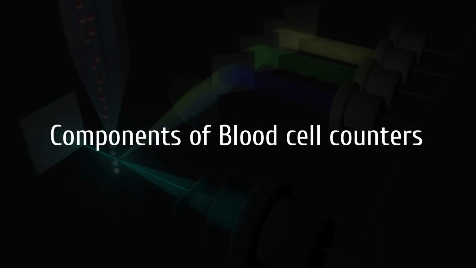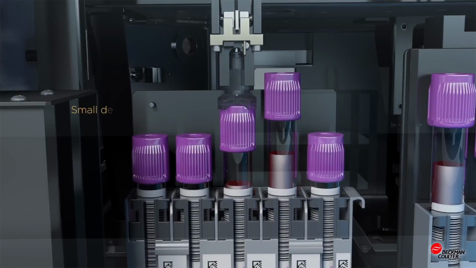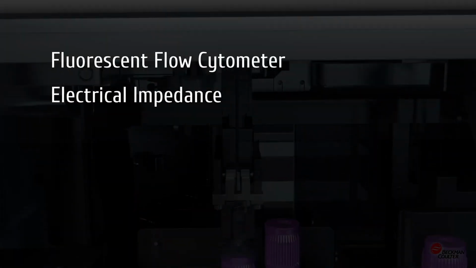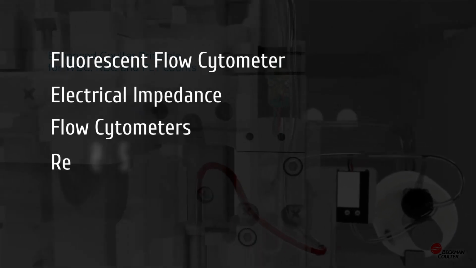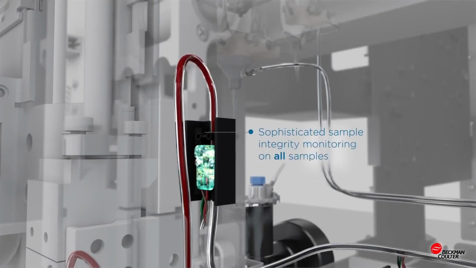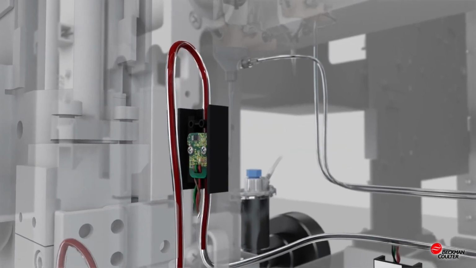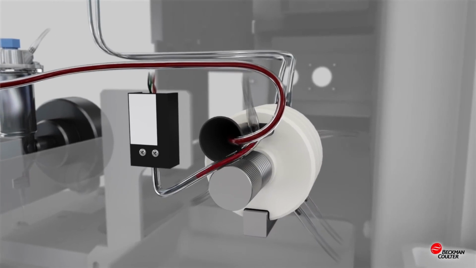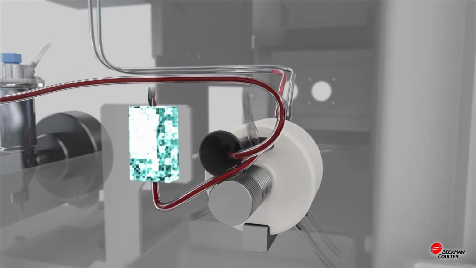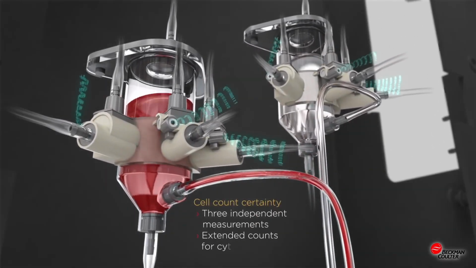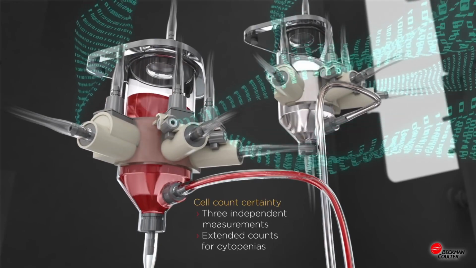Let's end the video with components of blood cell counters. There are 4 major components of blood cell counter machines: fluorescent flow cytometer, electrical impedance, flow cytometers, and reagents attached to the machine. Fluorescence flow cytometry, or FFC, is used to analyze physiological and chemical properties of cells. It can also be used to analyze other biological particles in urinalysis analyzers. It provides information about cell size and structure and information about a cell's interior.